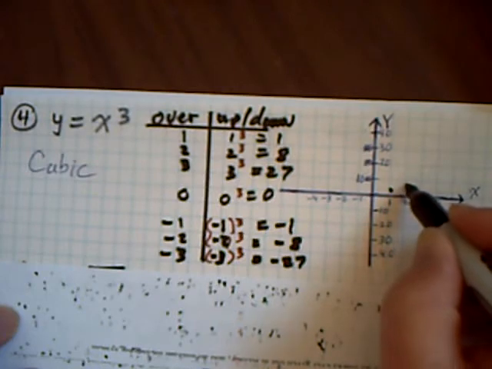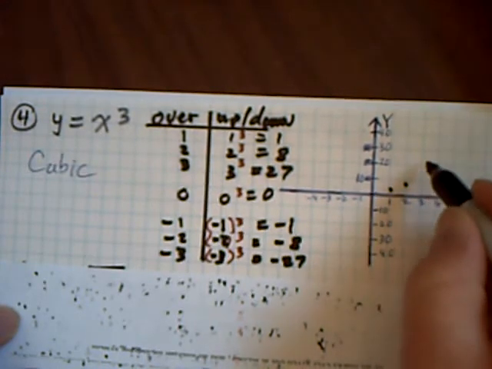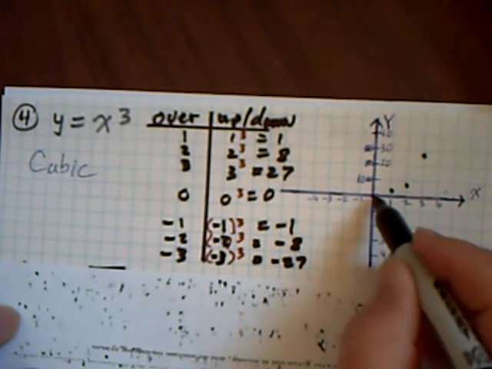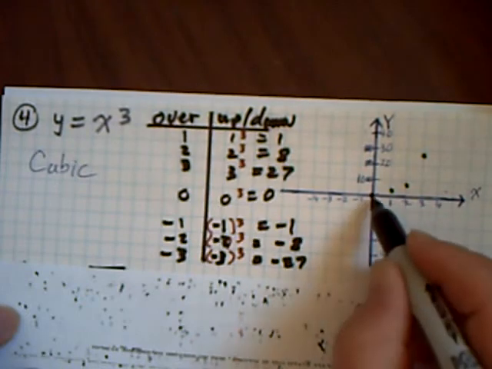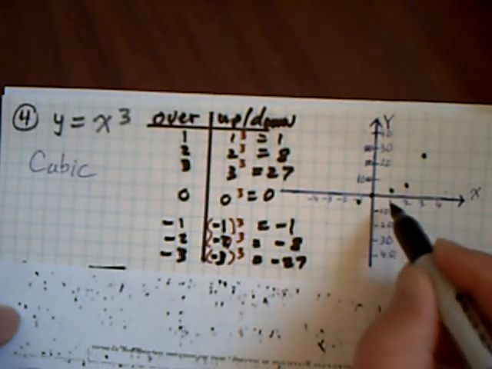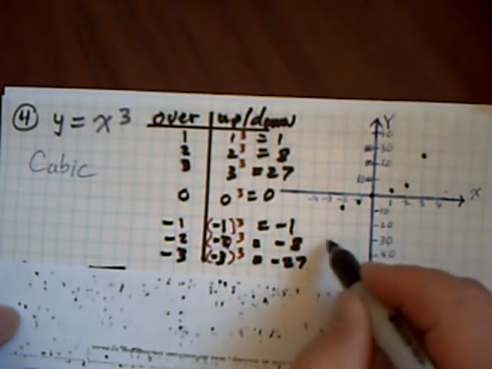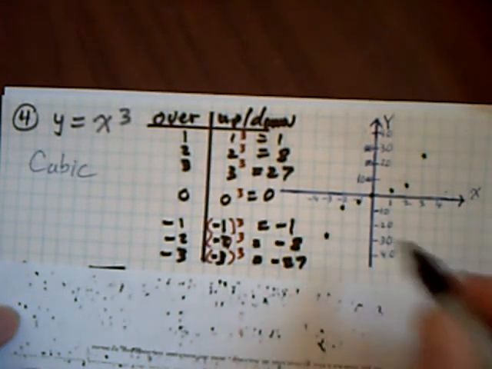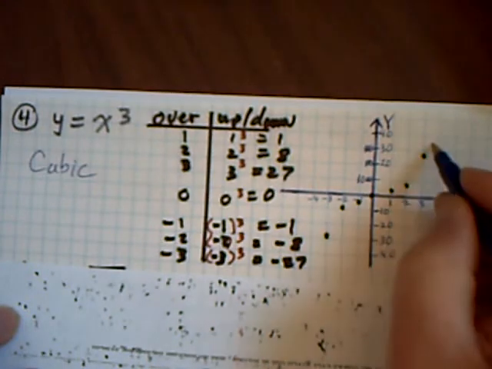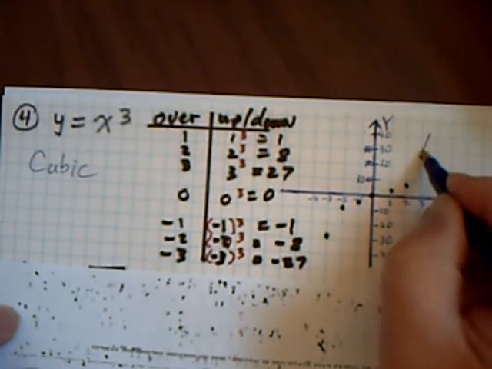So when you graph this, if I go over 1, I go up 1. If I go over 2, I go up 8. If I go over 3, I go up 27. If I go over 4, I go up 4 cubed, which is 64. Over 0, I go up 0. Left 1, I go down 1. Left 2, I go down 8. Left 3, I go down 27. Left 4, I go down 64. And we get a shape looking like this.